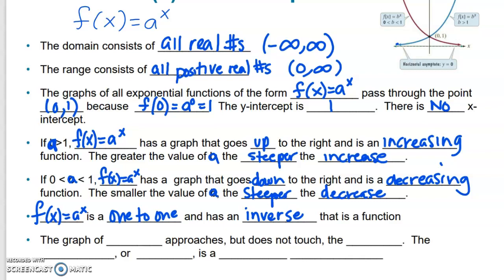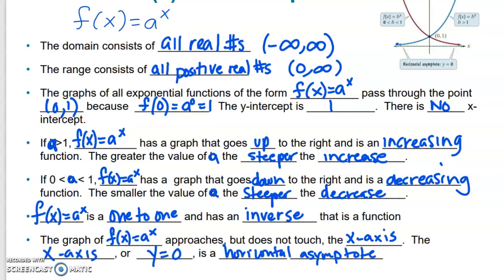In this last line, the graph of f of x equals a to the x, an exponential function, approaches but does not touch the x-axis. So it gets closer and closer to it. The line y equals 0 is a horizontal asymptote.